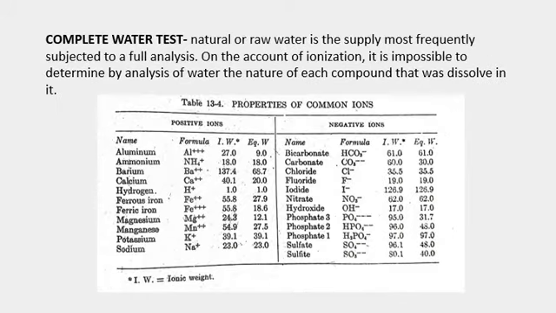Next is the complete water test. Natural or raw water is the supply most frequently subjected to a full analysis. On account of ionization, it is impossible to determine by analysis of water the nature of each compound that was dissolved in it. So the next table shows the properties of common ions. These are the properties of common ions.